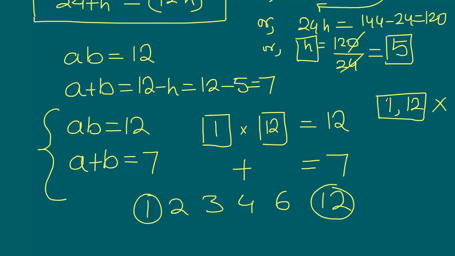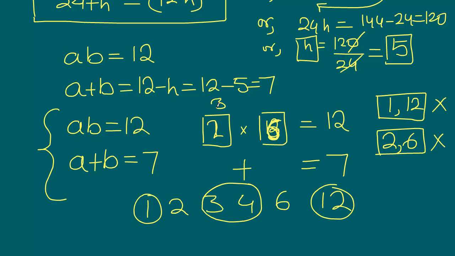How about we take now 2 and 6. If we replace this with 2, and make this 6, we get 2 times 6 is 12, but 2 plus 6 is 8, not 7. So 2 and 6 also does not work. What about 3 and 4? If we have 3 and 4, when we multiply, we get 12. When we add, we get 7. And yes, so 3 and 4 actually works.